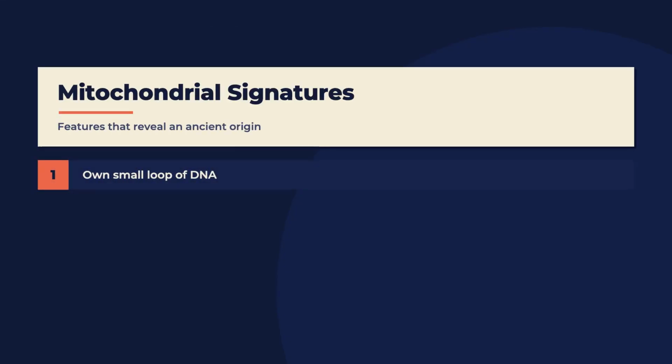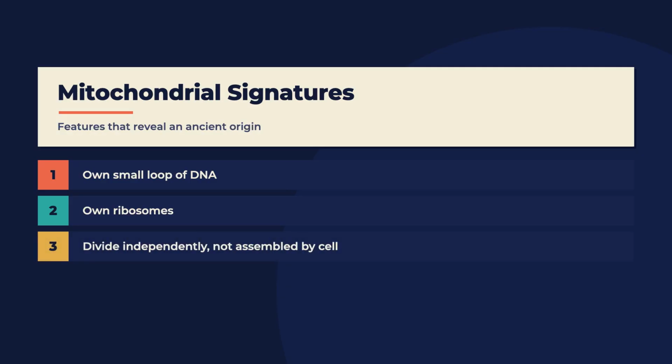Mitochondria carry strange features that give away their history: their own small loop of DNA, their own ribosomes, and the ability to divide on their own rather than being built by the cell. These are leftovers from an ancient bacterium that was engulfed and became a permanent resident, which is why mitochondrial DNA is passed down separately from nuclear DNA.